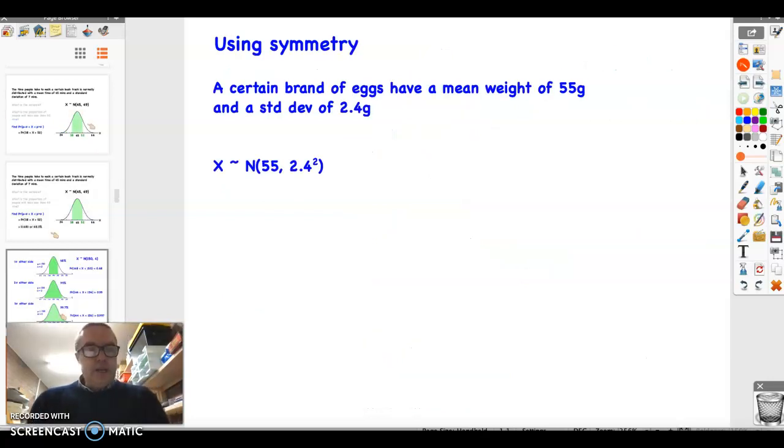We're going to have a little chat now about symmetry. We're going to use a certain brand of eggs that have a mean weight of 55 grams and a standard deviation of 2.4 grams. And you can see I've defined the distribution using those quantities. I don't mind putting 2.4 squared for the variance, because as I've said before, we never use the variance in a problem, we always talk about the standard deviation.